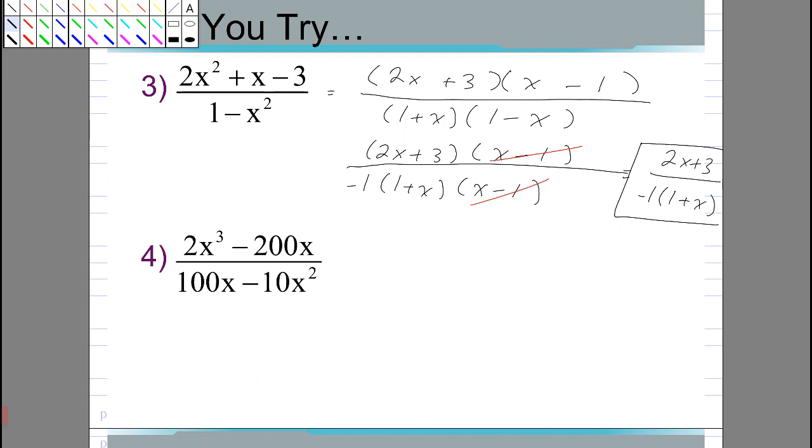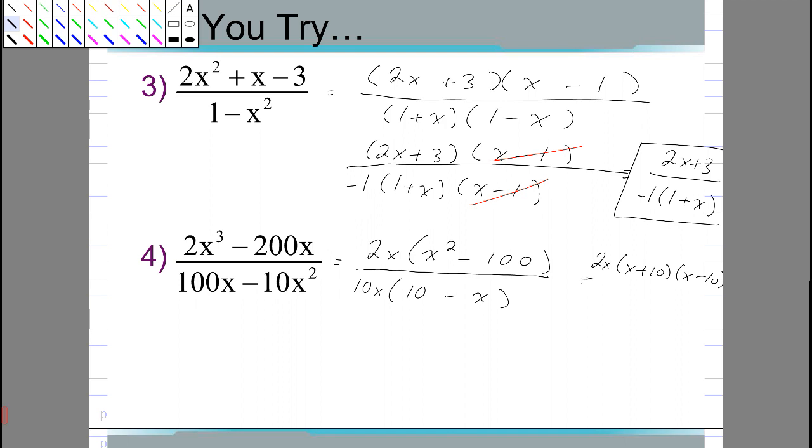Okay, number 4, I actually see a GCF in here, greatest common factor between terms. So the top, a 2x comes out, which leaves it with an x squared minus 100. The denominator, a 10x, comes out, which leaves us with 10 minus x. There we go. Now our numerator actually factors more. We have 2x, x plus 10, x minus 10, divided by 10x, 10 minus x.